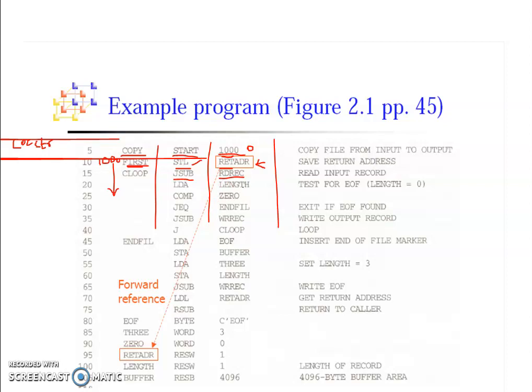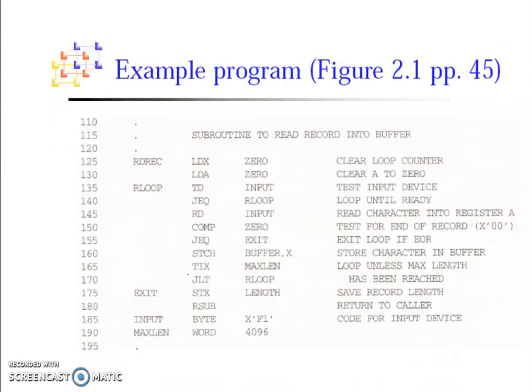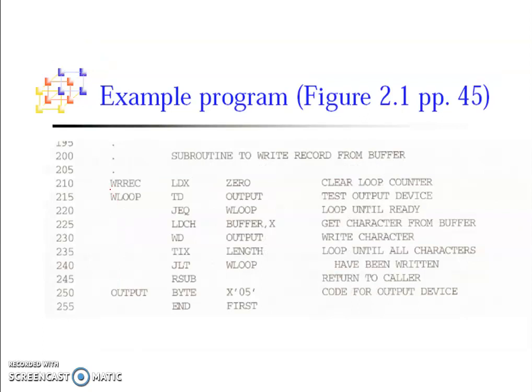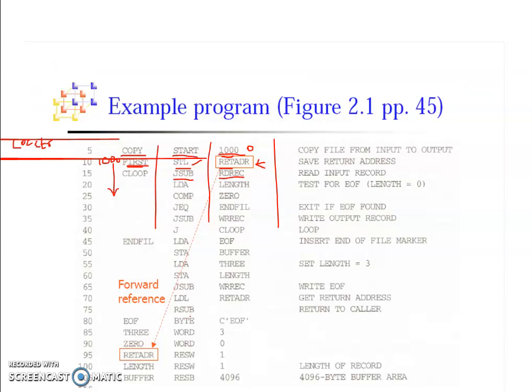Then here again we will be having RDREC as one subroutine. From this onwards, it will be a subroutine to read the record. And here WRREC is the second subroutine. From here onwards, it will be used as the subroutine for write record. So in the main program, you will be having a jump subroutine to the write record also.